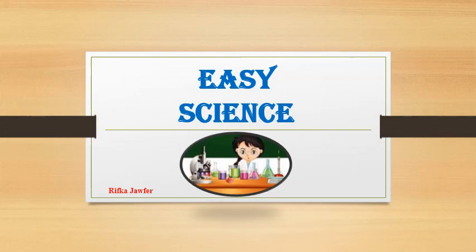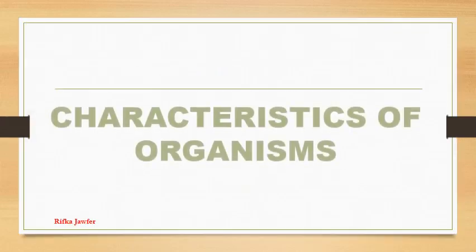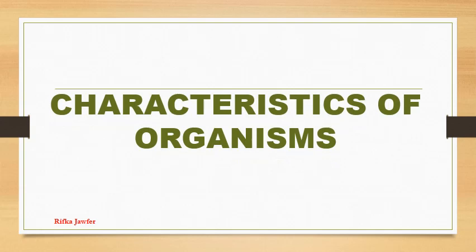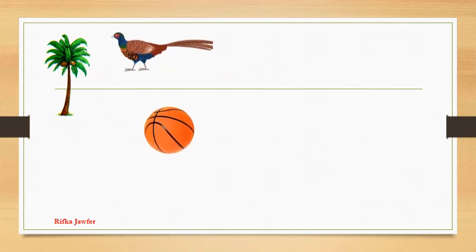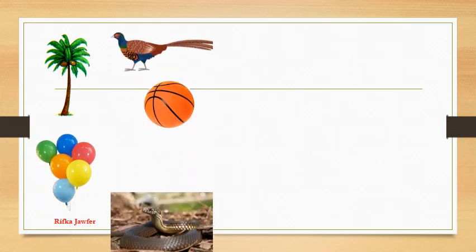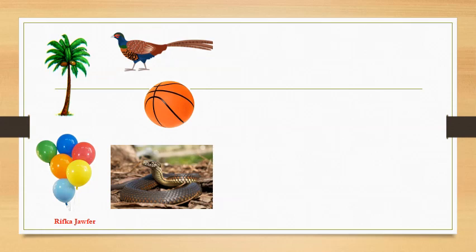Welcome to Easy Science. Let us move to the topic characteristics of organisms. If you are provided with a coconut tree, a peacock, a ball, some balloons and a snake, and if you are asked to name the living organisms here, it would be an easy task for you.